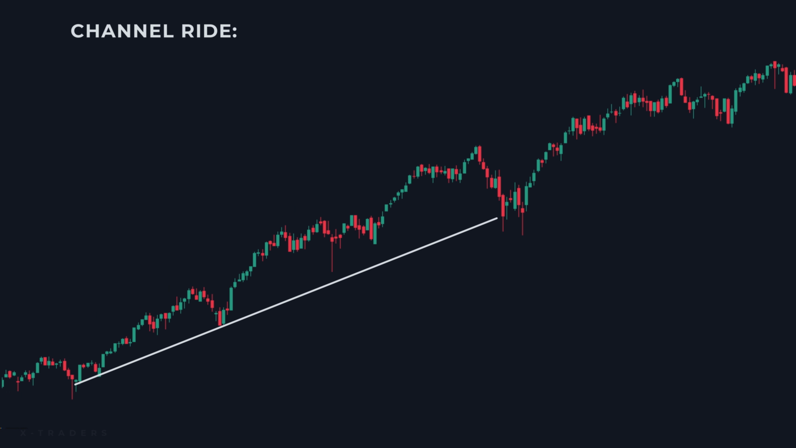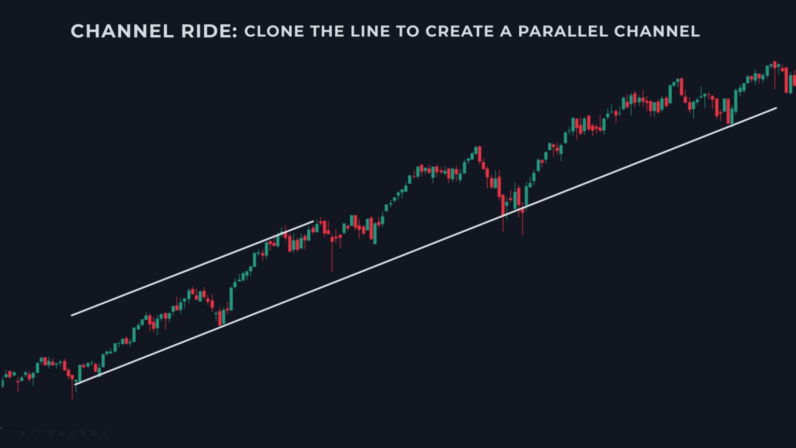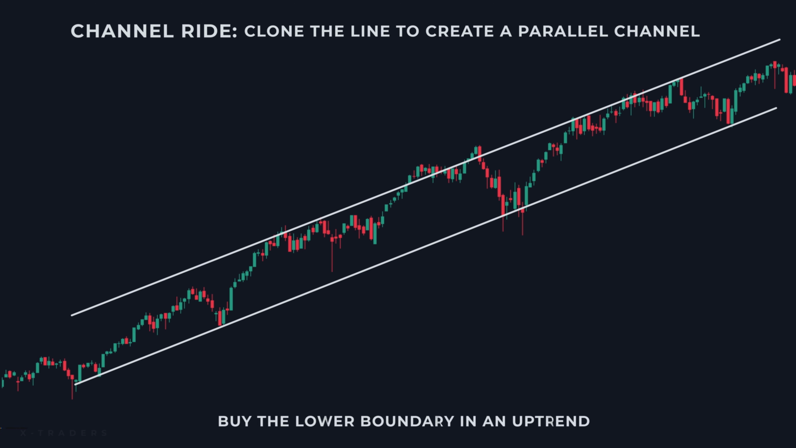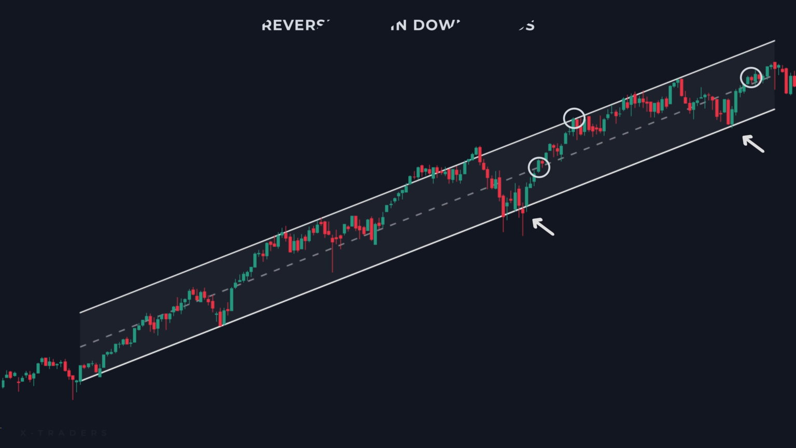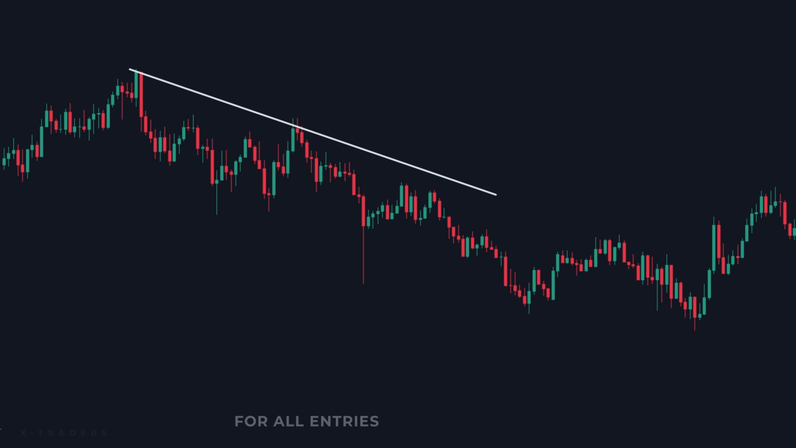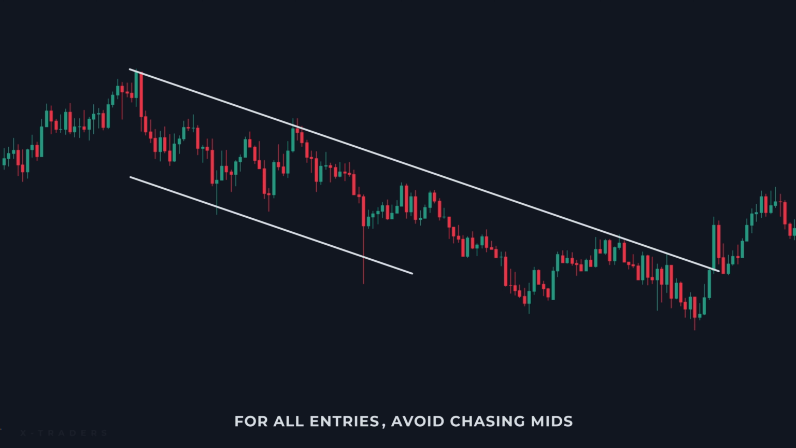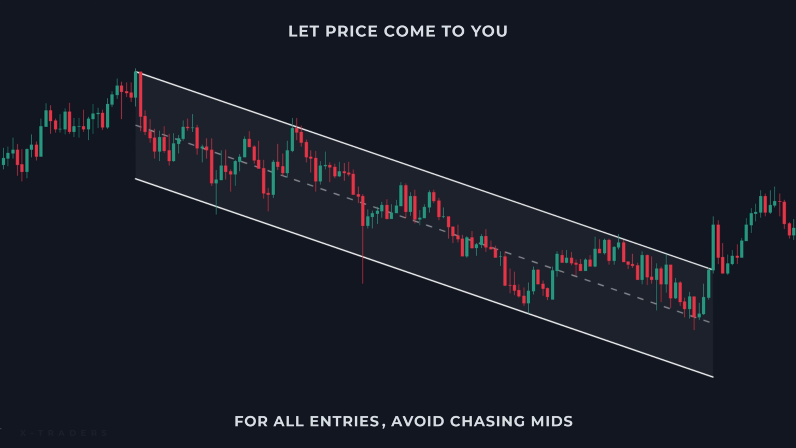Channel ride. Clone the line to create a parallel channel. Buy the lower boundary in an uptrend. Take partials at midline and trim near the upper boundary. Reverse that in downtrends. For all entries, avoid chasing mids. Let price come to you.